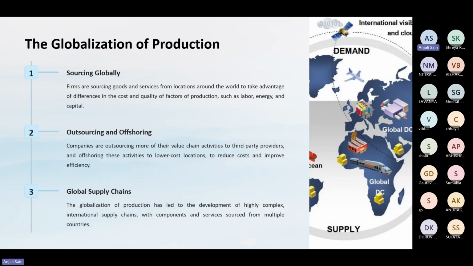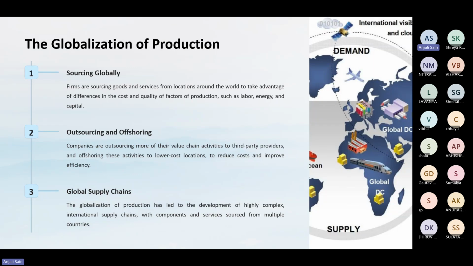Then how globalization happens in terms of production. ठीक है, first is sourcing globally. In this case company क्या कर रही है, company will identify कि उसका raw material कहाँ पे low cost पे available हो सकता है. Firms are sourcing goods and services from locations around the world to take advantage of differences in cost and the quality of factors of production such as labor, energy and capital. जहाँ पे भी firm को ये लोअर कॉस्ट पे अवेलेबल हो गए अपने फैक्टर्स ऑफ प्रोडक्शन, they will take it from that country.